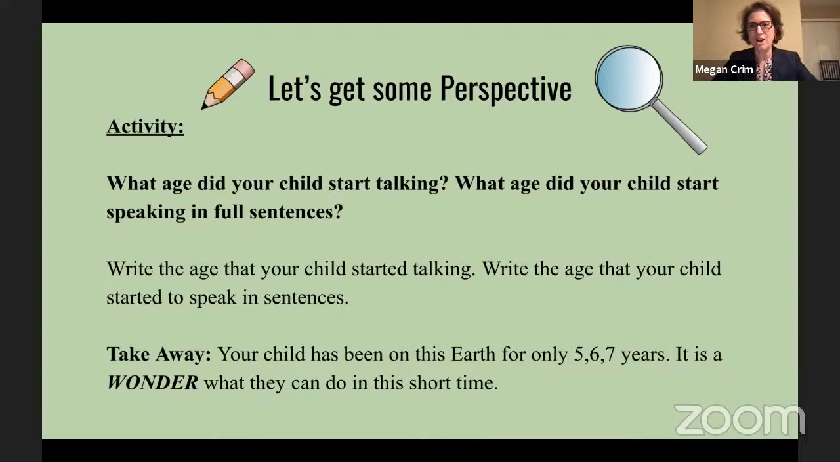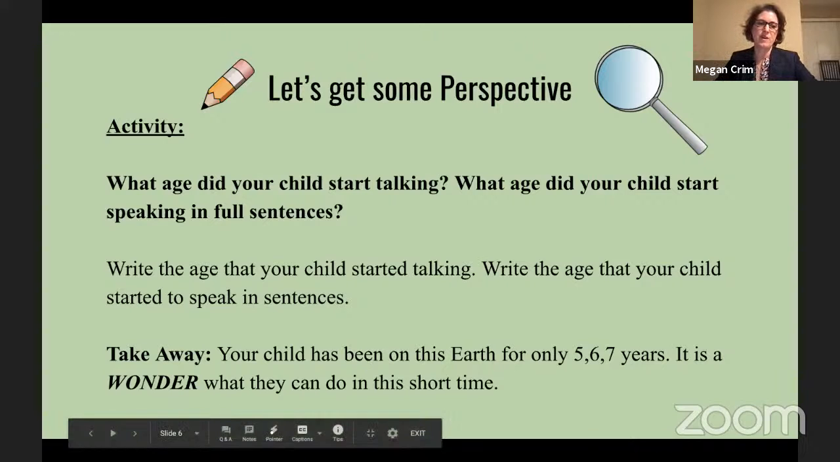If your child just started talking at about 3 or 4 years old, your child has only been on earth 5 years in kindergarten, 6 and 7 years in first grade. So it's just a wonder what they can do in that short amount of time. And we really do ask them to express themselves in writing in kindergarten and in first grade. And it's only been about 3 years since they really started talking. So I think that's an important lens to think about writing and supporting children at the very beginning of their school career.